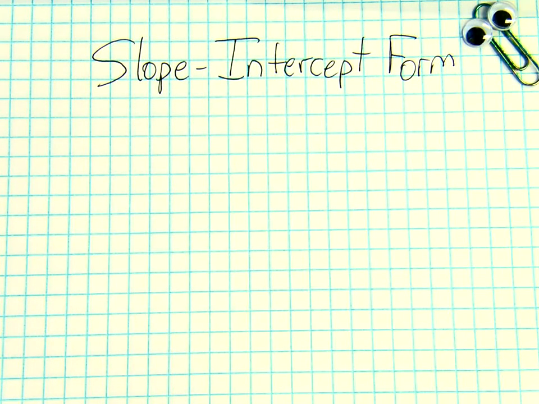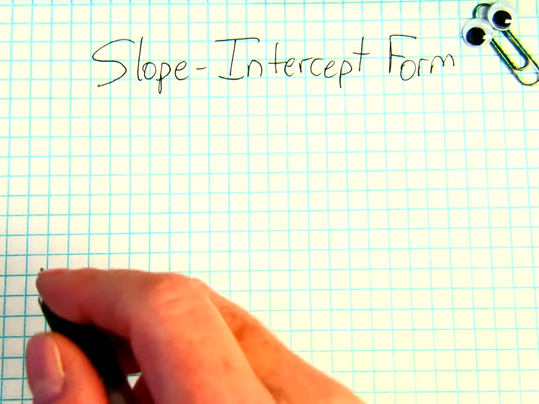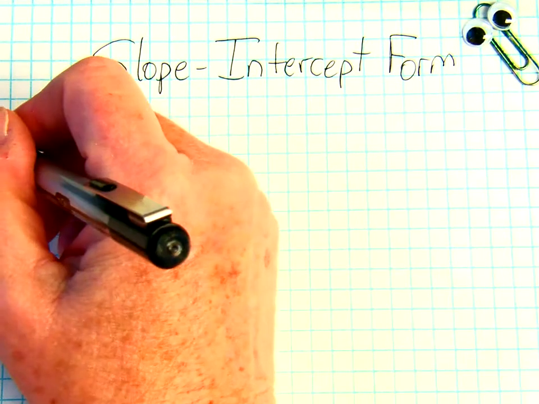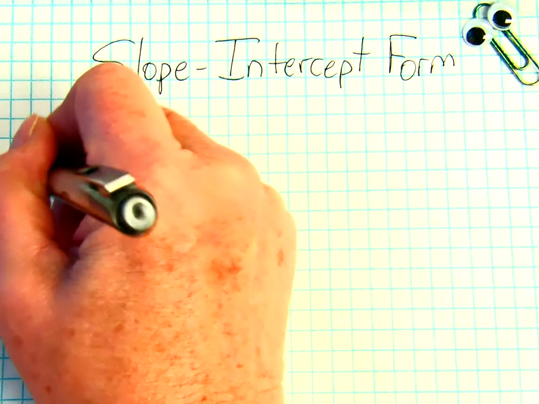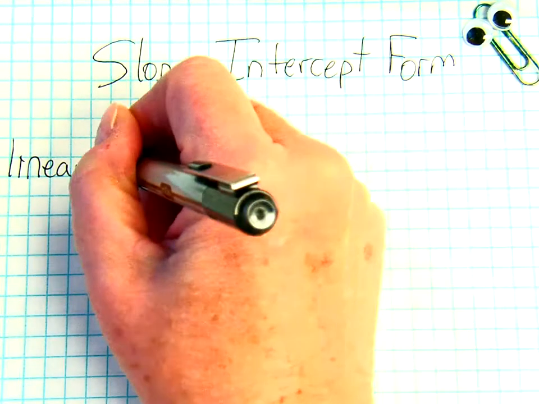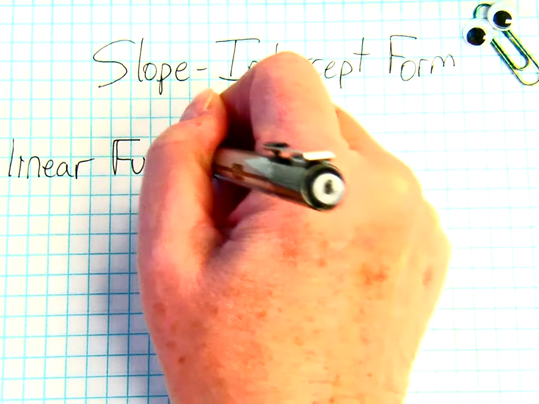Okay, so first we're going to look at some definitions just so that we understand what we are looking at. First we're going to talk about linear function. Linear function. Okay, so linear function.